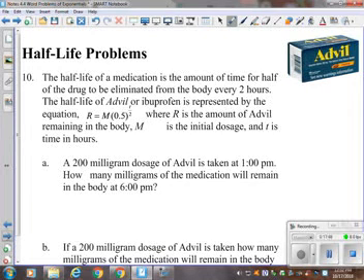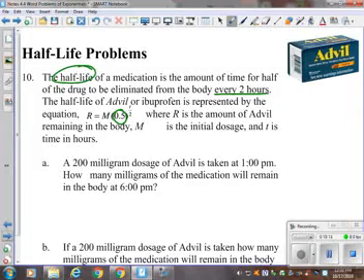Now, this 0.5 represents what fraction? 1/2. That's where the word half-life came from, because this means a half. This 2 under the T came from how long it takes before it halves. It takes 2 hours before you have half of the medication in your body. So that's where that 2 came from.